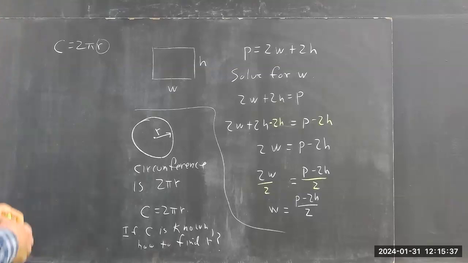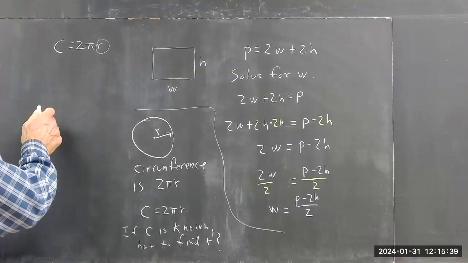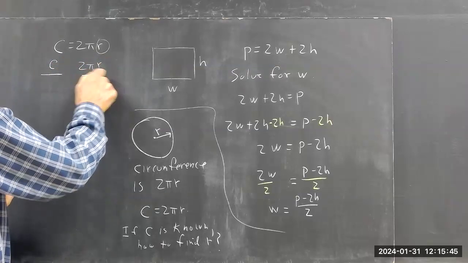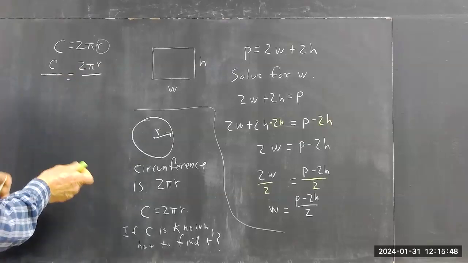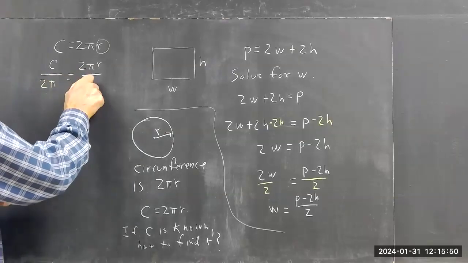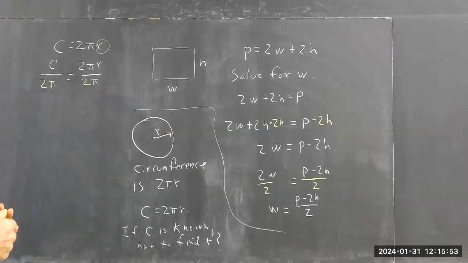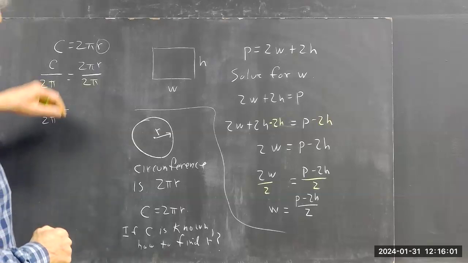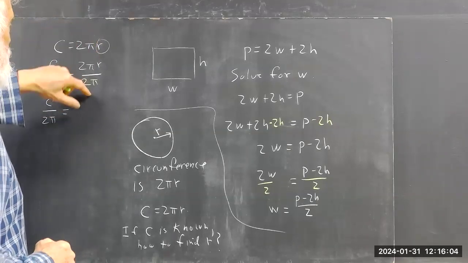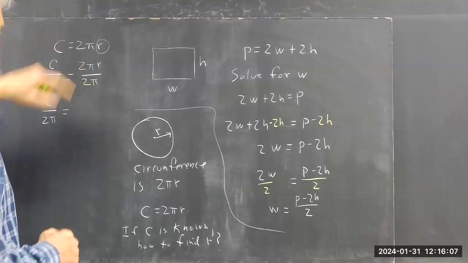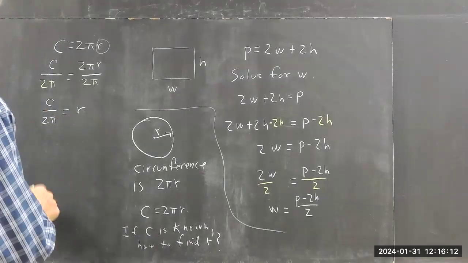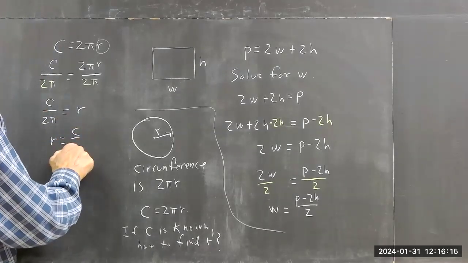So what we do is we divide by the 2 pi. We do C divided by 2 pi, and we do 2 pi R divided by 2 pi; we have to divide by the same thing on both sides. That gives us C over 2 pi. And if we're dividing 2 pi times R by 2 pi, the 2 pi will divide the 2 pi and leave us with R, so essentially just one step. And maybe we want to say R equals C over 2 pi.